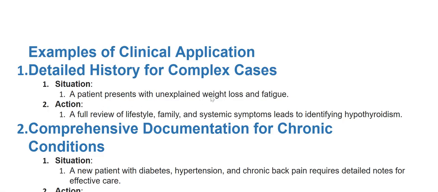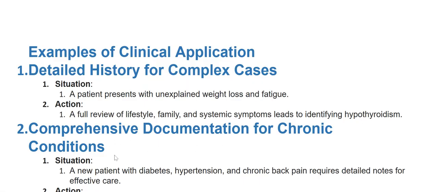Well, a patient presents with unexplained weight loss and fatigue. A full review of lifestyle, family, and systemic symptoms leads to identifying hypothyroidism. It's most likely, with weight loss, hyperthyroidism, high thyroid hormone secretion by the thyroid gland, so hyperthyroidism. However, if it was weight gain and fatigue, unexplained weight gain, then it would be hypothyroidism, meaning secretion of the thyroid hormone less than normal, less than the normal range.